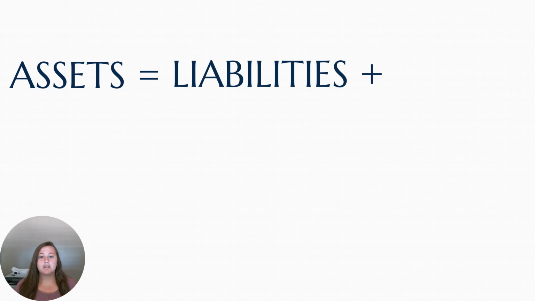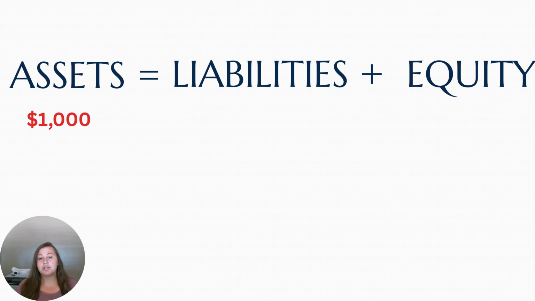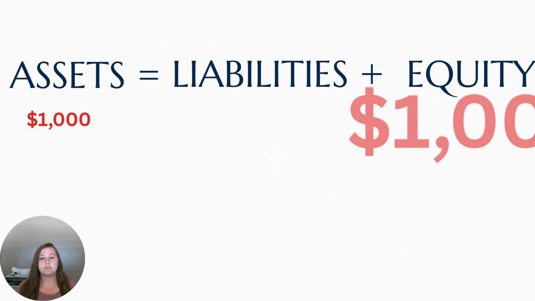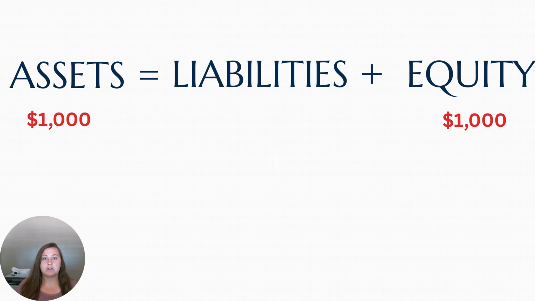Now let's say the business earns $1,000 from a customer. Cash and our assets increase by $1,000. Revenue also increases by $1,000, which then flows through owner's equity through profit. So our equity increases by $1,000 also. Again, our accounting equation is in balance.